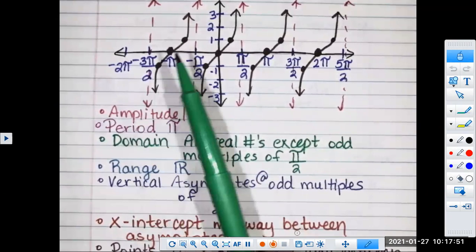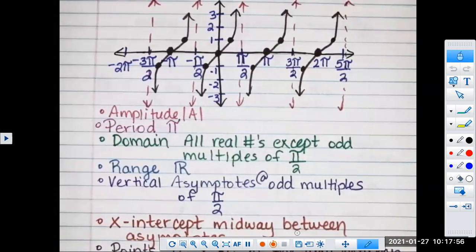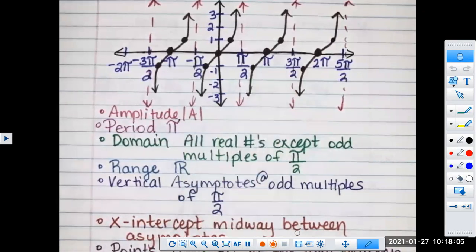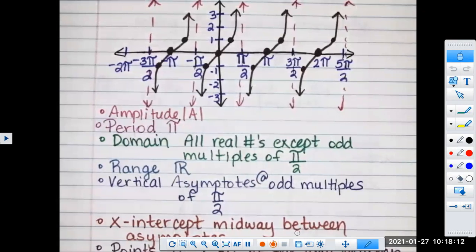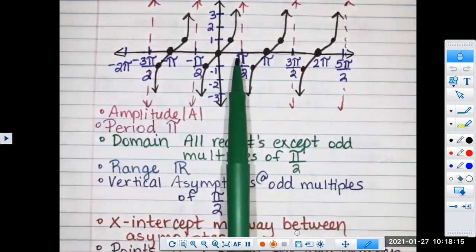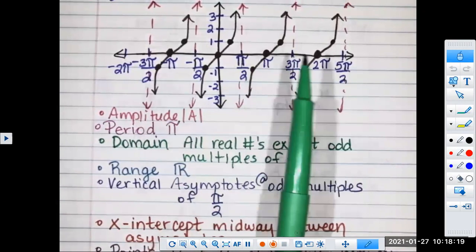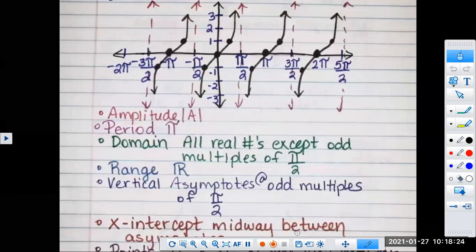Your range for tangent is all real numbers. Remember, for sine and cosine, our domain was all real numbers. Your domain for tangent is slightly different, and it's based on, of course, where your asymptotes are, and your domain is undefined in those areas. So for this basic tangent graph, your domain would be all real numbers except your odd multiples of pi over 2. You've got a vertical asymptote at pi over 2, 3 pi over 2, 5 pi over 2. You'll have one at 7 pi over 2.